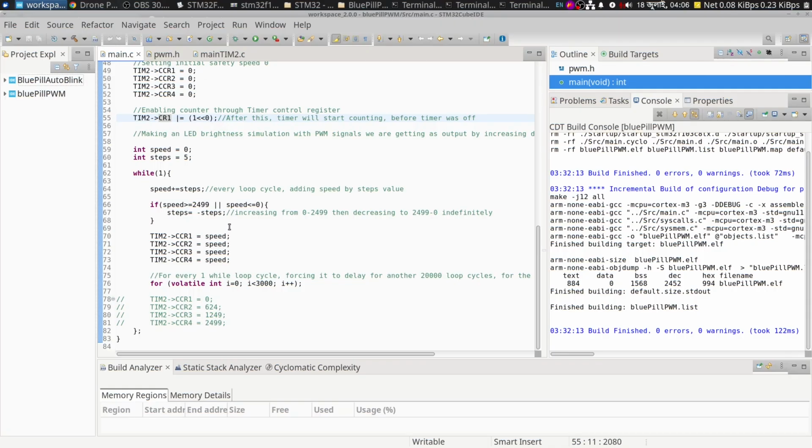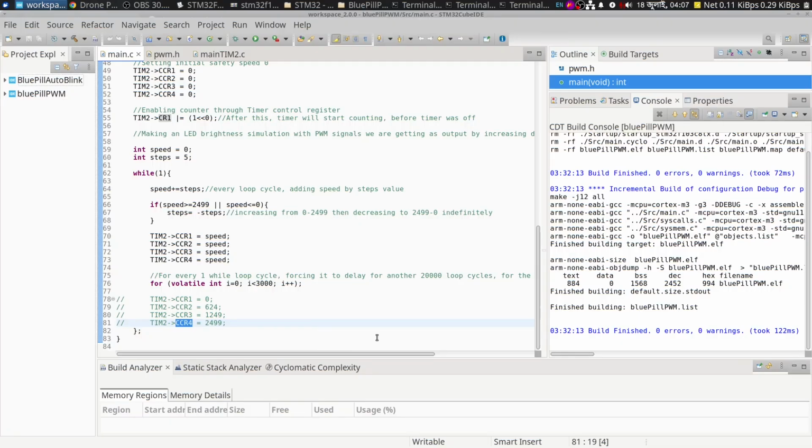Now we want to give it a certain value. Let me explain with this one. If we keep the capture compare register at 0, this means the duty cycle is 0. If we give the capture compare register a value of 625, that means we are giving it 25%. Since 100% is 2500 counts, from 0 to 2500 counts is the full cycle. Since the hardware adds a 1, this means we're giving the full duty cycle.